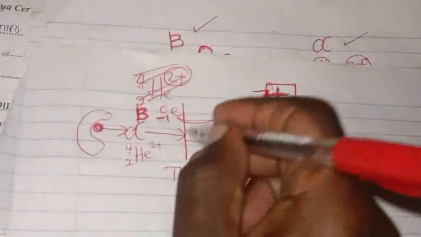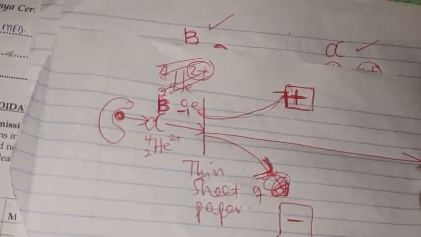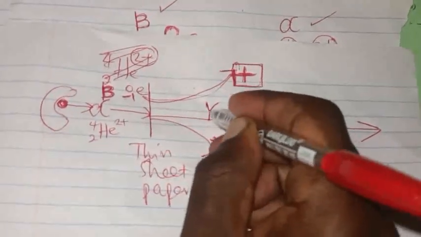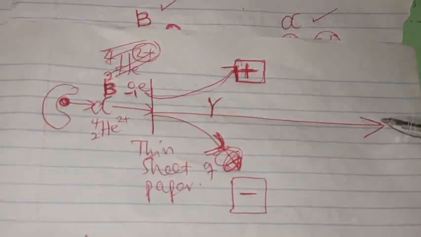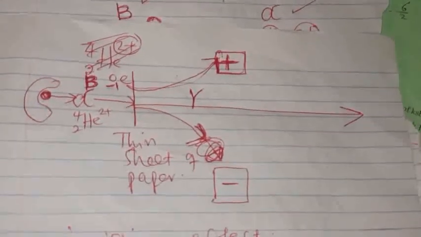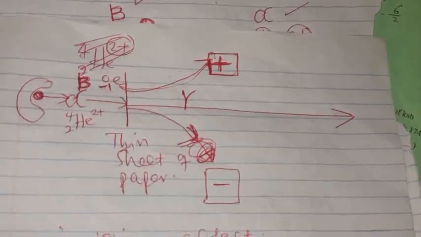Deflection in the electric field: they just pass through the electric field. Why? They do not carry any charge. If they don't carry any charge, they are not attracted to the positive plate, and neither are they attracted to the negative plate. They pass through this field undeflected, so they are unaffected when they pass through an electric field.